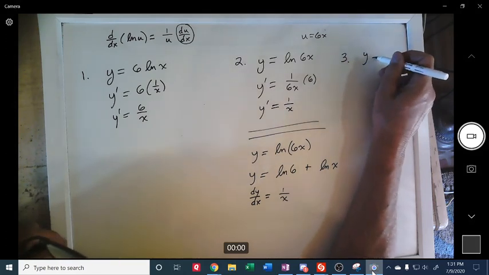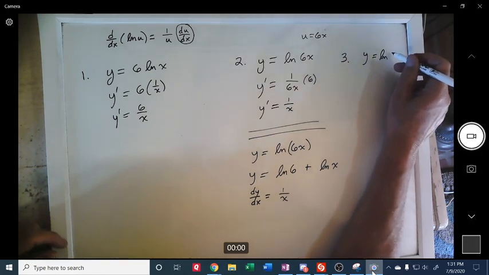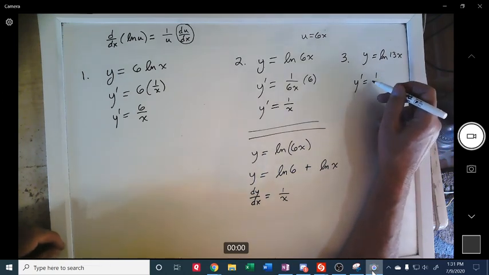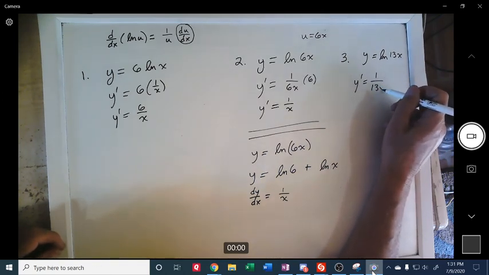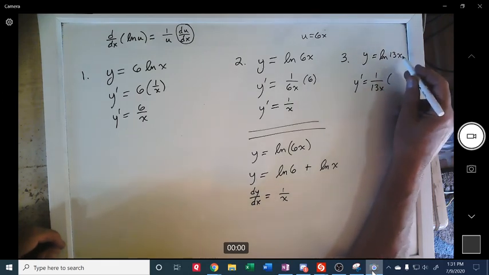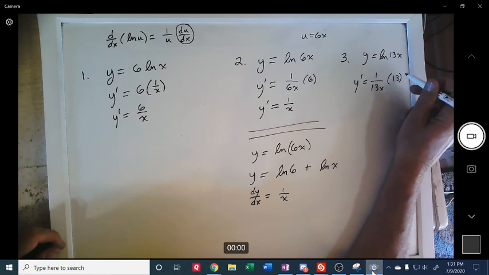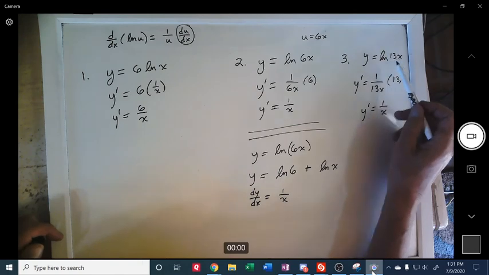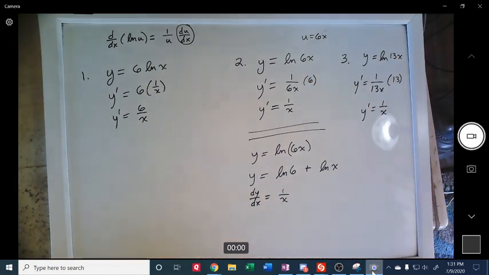Number 3, if you took ln of 13x, y prime is still going to be 1 over u times du dx. The du dx will be the 13. The 13s will cancel. No matter what constant you have out in front, it'll just disappear. And this is one of the crazy things it takes some getting used to with the ln function. It just won't seem right at first.